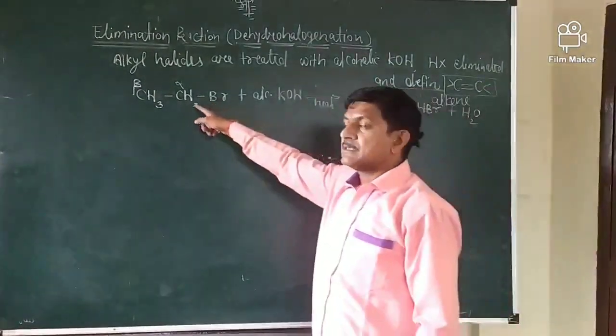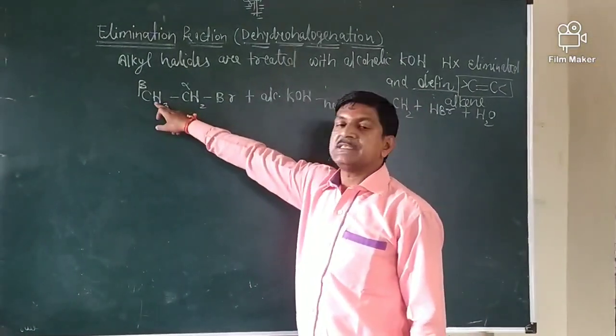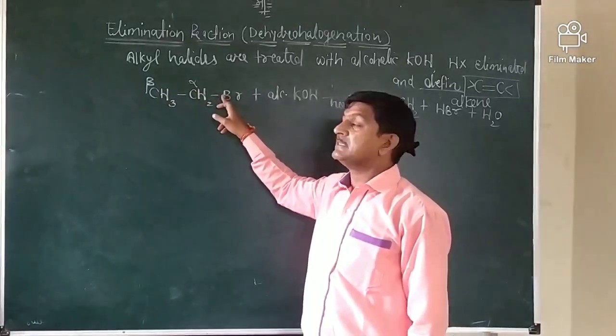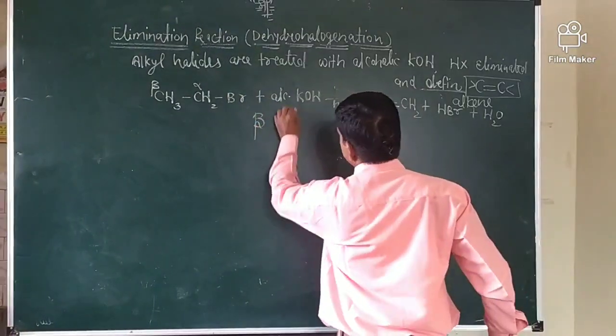This is known as beta elimination reaction because hydrogen atom from the beta carbon atom and halogen atom from the alpha carbon atom is eliminated. That's why this reaction is known as beta elimination reaction.